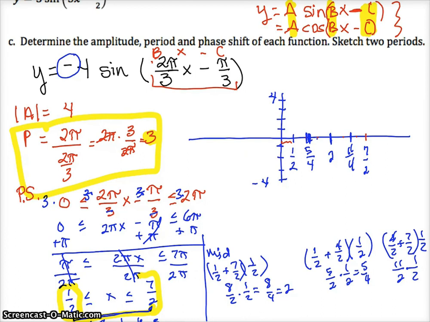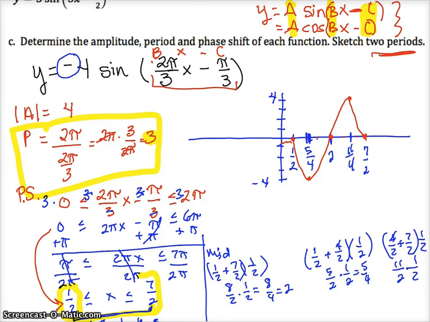And because we have a phase shift from 0 to a half, so a phase shift 1/2 to the right, we will begin at 1/2, down to -4, back to the x-axis, up to +4, and back to the x-axis. So far we have one of the 2 periods for our function.